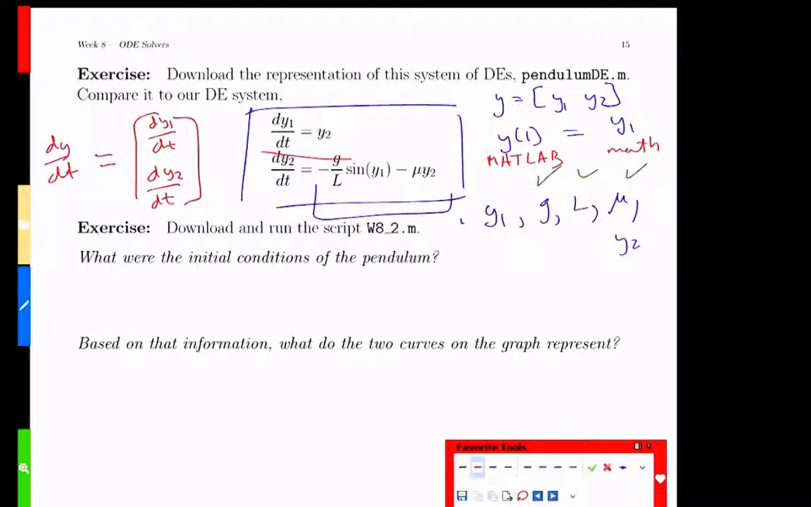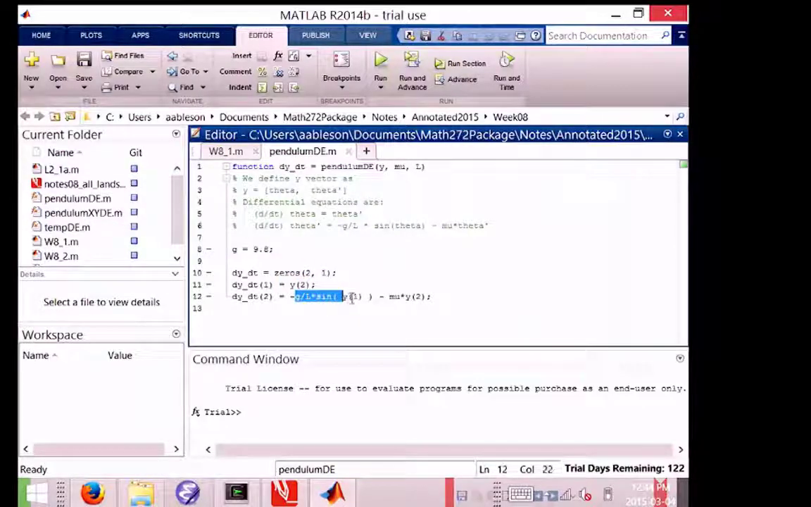And we just literally convert everything over. Minus g over l sine of y1. Minus g over l times sine of y bracket 1. Oops, without deleting it. And minus mu times y of 2. So when you create these differential equations, and we'll be doing that again before the end of the week, we translate the math into MATLAB.